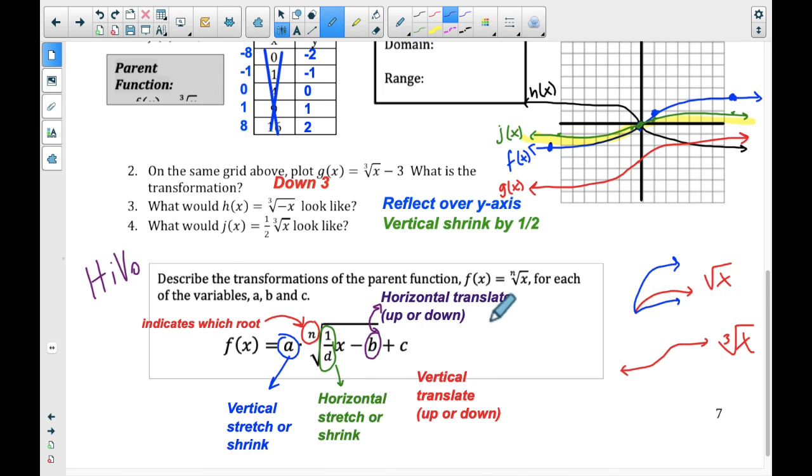So if it's inside, that's a horizontal translation. That means it's going to move, I said up or down, that's not right, it's left or right. So inside there is going to be left or right. It's minus, so it's opposite how you think it should be. And then the plus c on the end, that's going to be a vertical translation, going up or down. It's outside the square root. Outside means vertical, so that's up and down. Okay, let's turn the page and we'll look at some more examples.